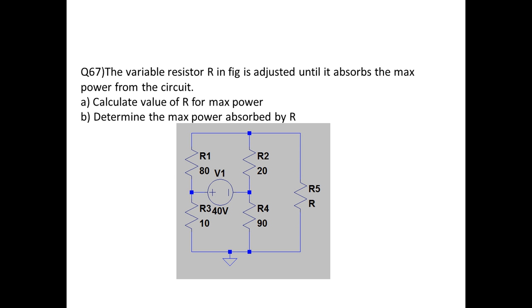Question 67. The variable resistor R in the figure is adjusted until it absorbs the maximum power from the circuit. Calculate the value of R for maximum power. Determine the maximum power which is absorbed by R.